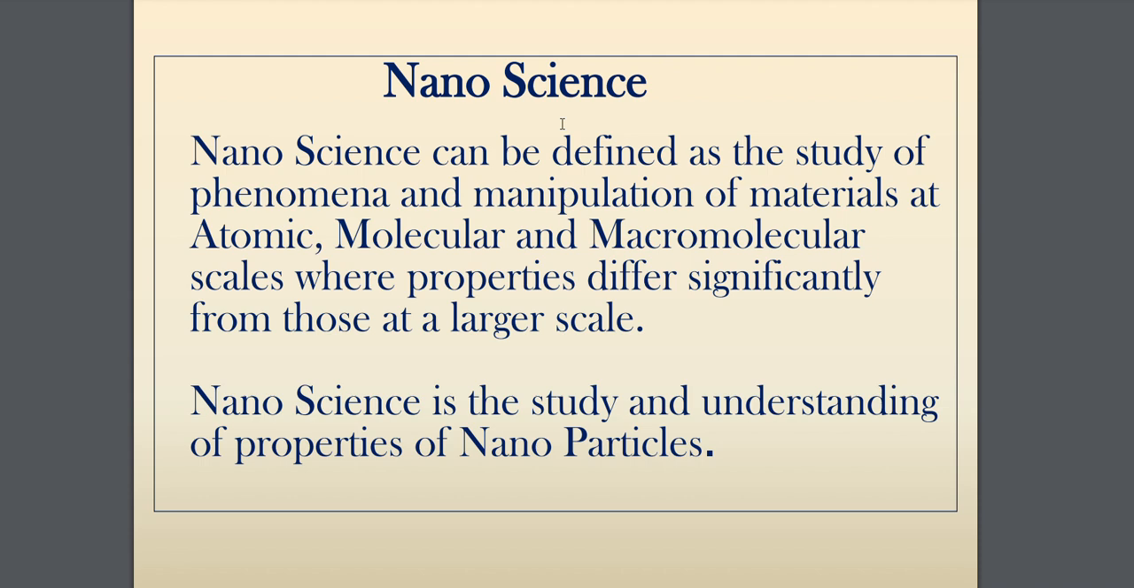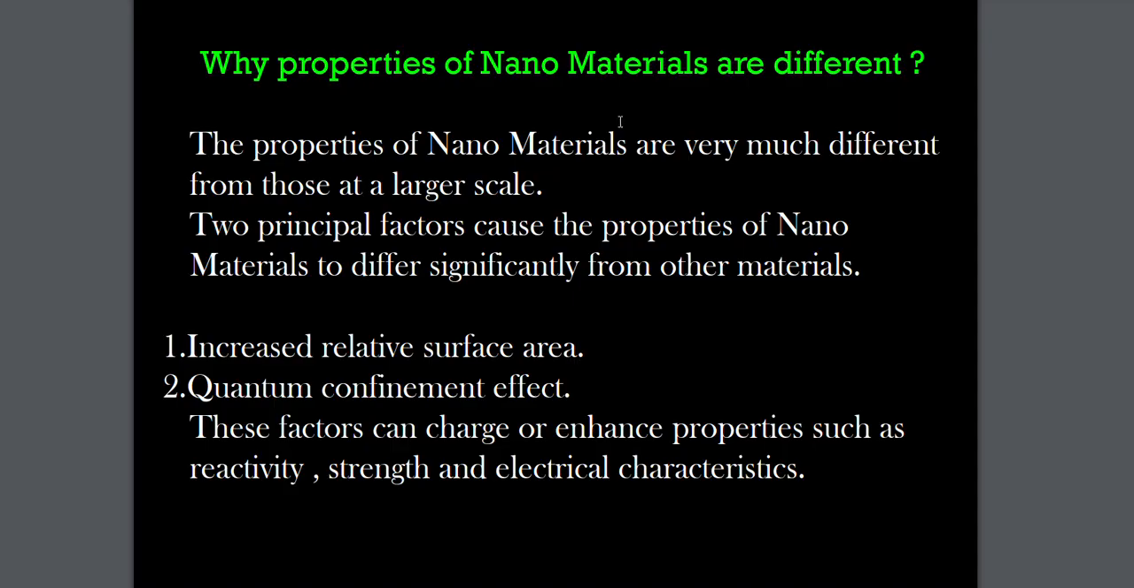Nanoscience can be defined as the study of phenomena and manipulation of materials at the atomic, molecular, and macromolecular scales, where properties differ significantly from those at larger scale. So, what makes these nanomaterials different from other bulk materials which we see in our day to day lives? The properties of these nanomaterials are very different, primarily because of two factors. The first being increased relative surface area, and the second being the quantum confinement effect.